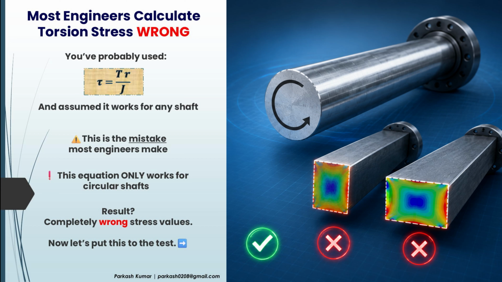Most engineers have used this equation at some point. Tau equals TR divided by J. It's one of the first torsion formulas we learn in mechanics of materials. And because it works so well in textbooks, many people assume it works for every shaft.